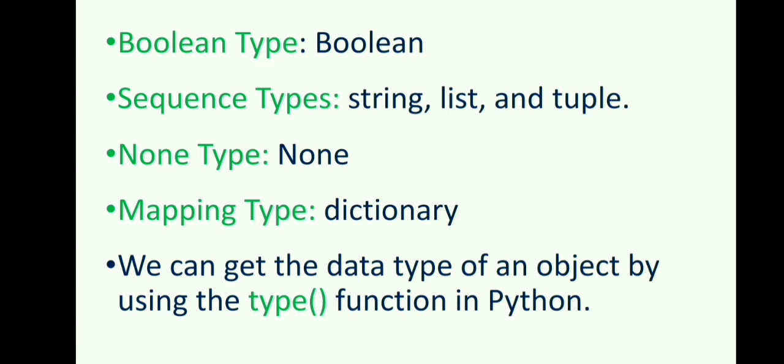We can get the data type of an object by using the type function in Python.